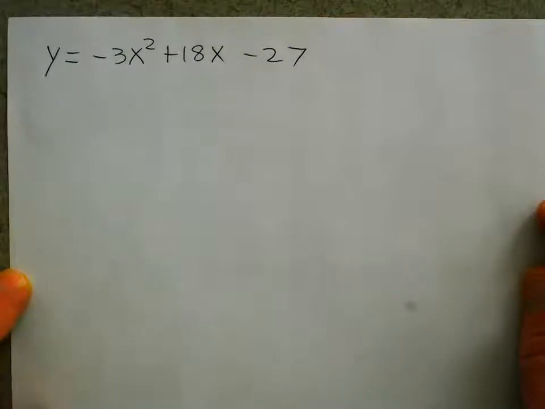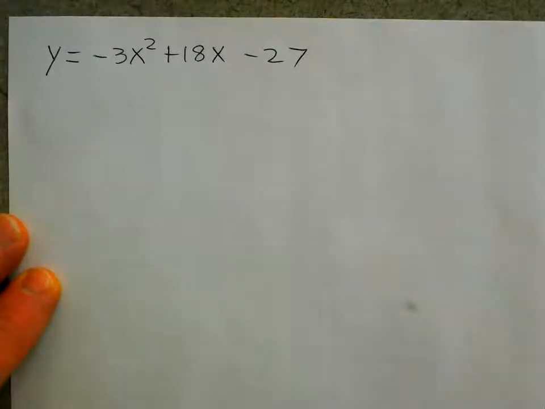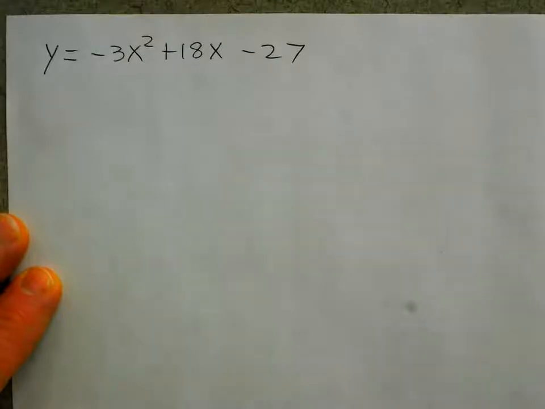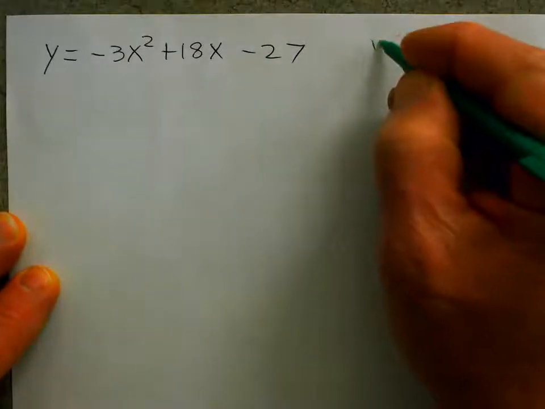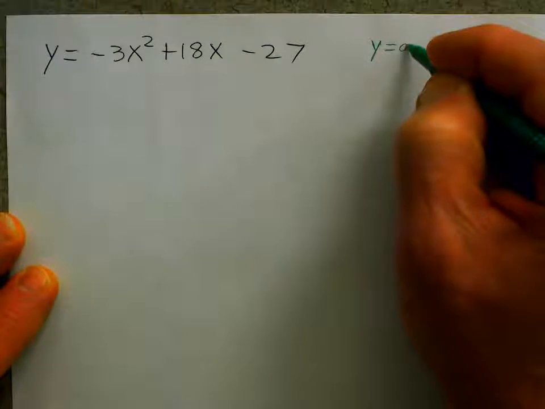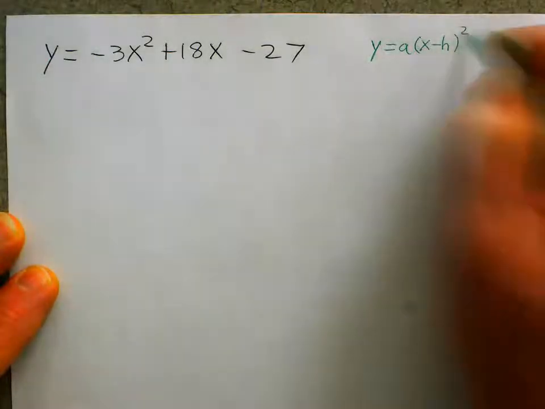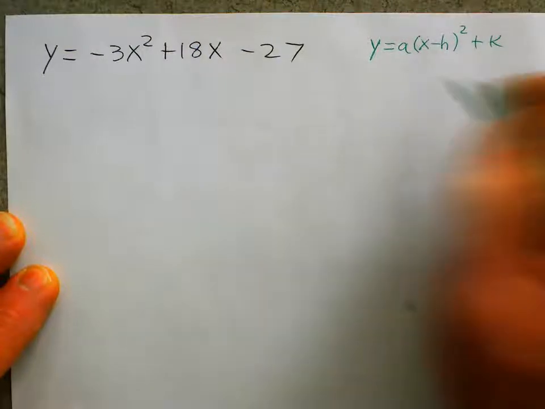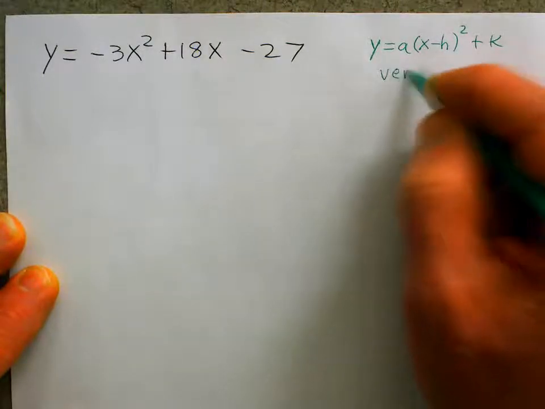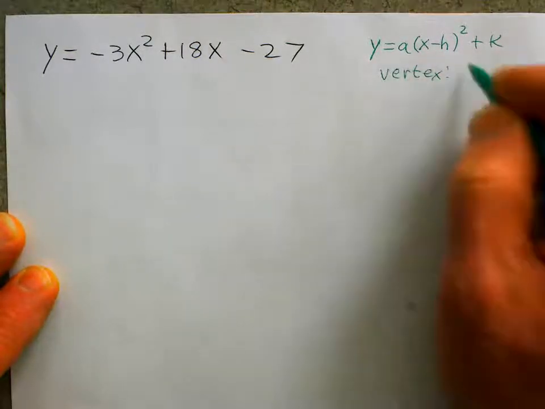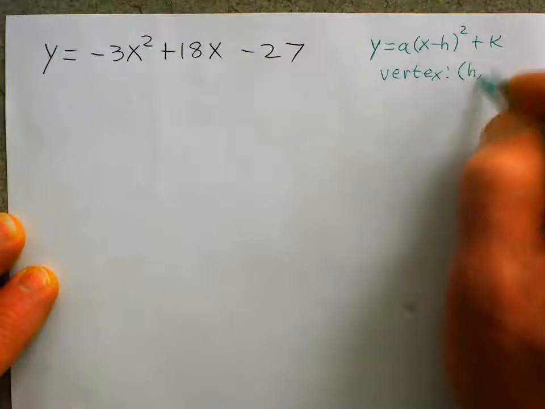Okay, let's get it into the vertex form. The vertex form is y equals a times the binomial x minus h squared plus k. And the ordered pair for the vertex, when it's in this form, is (h, k).